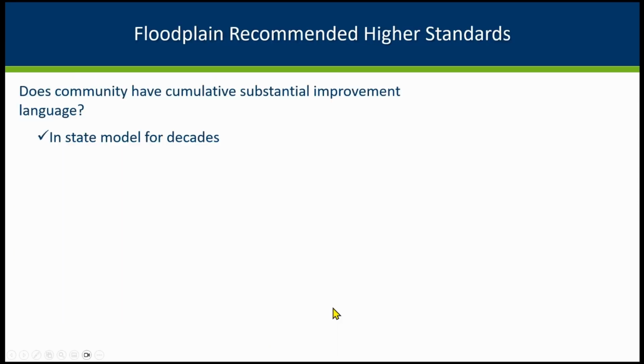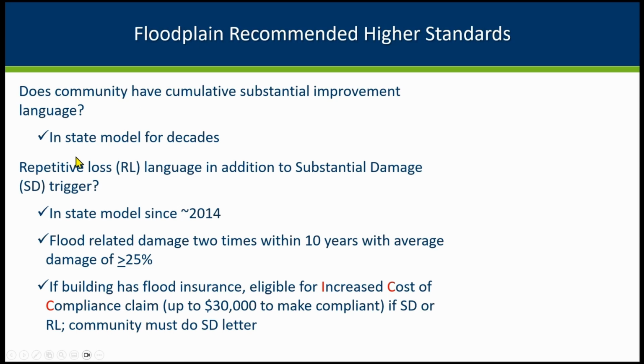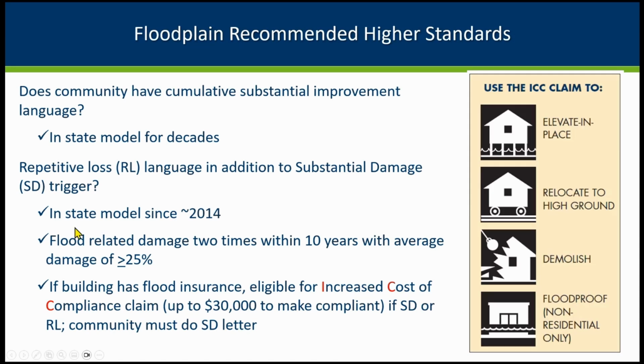In our state model ordinance, we do have, of course, you have to have the language saying if it's more than the 50%, that's substantial damage. But we also have language in there it's referred to as the repetitive loss language. And if it's in your ordinance and they have a repetitive loss, they can also get the ICC money if they've got flood insurance policy. So we've had that in our model ordinance for over a decade. Many communities did adopt that.